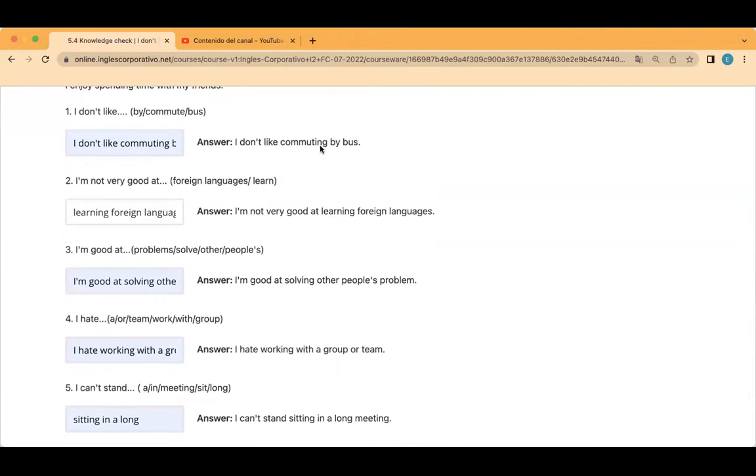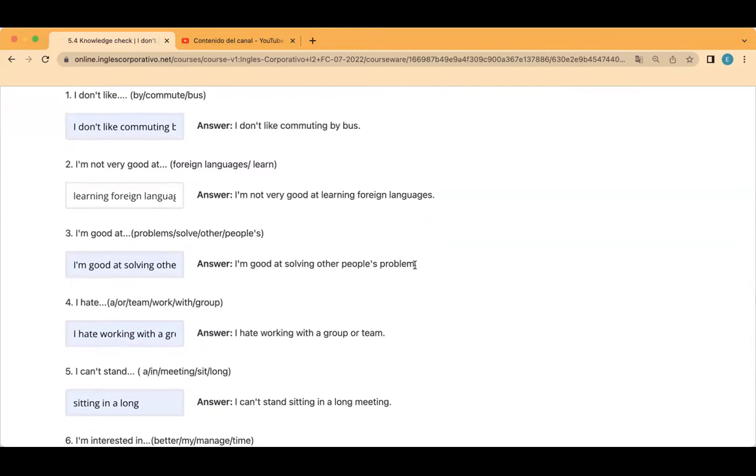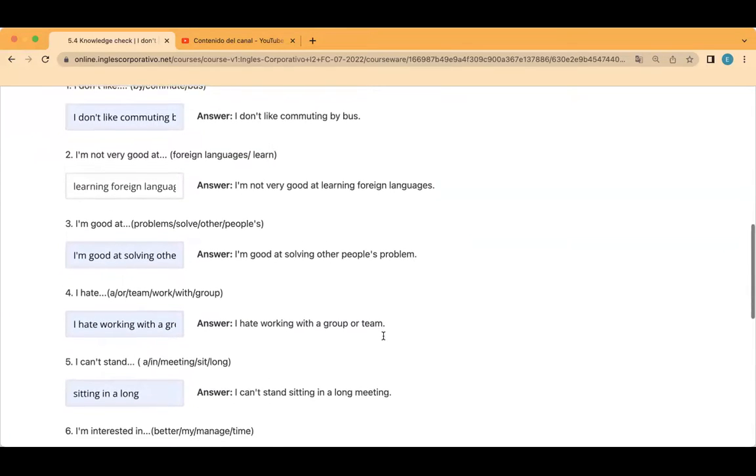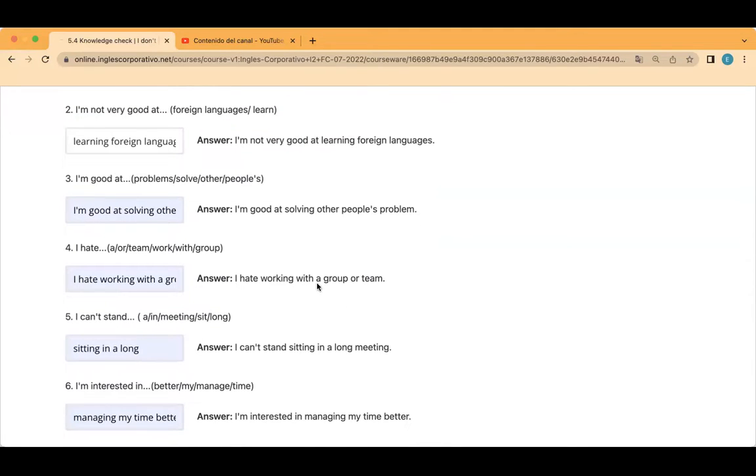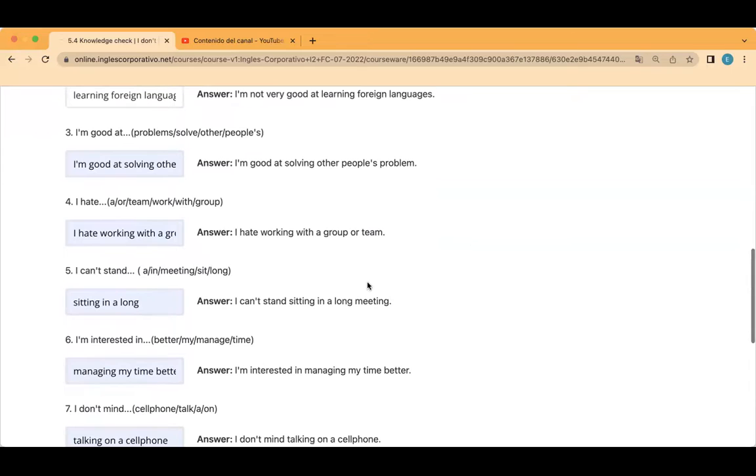I don't like commuting by bus. I'm not very good at learning foreign languages. Look, all of them, complete sentence and period. Remember, complete sentences and period. I'm good at solving other people's problems. I hate working with a group or a team. I can't stand sitting in a long meeting.